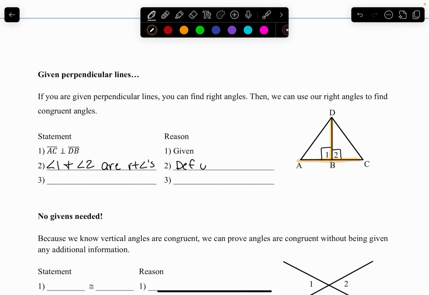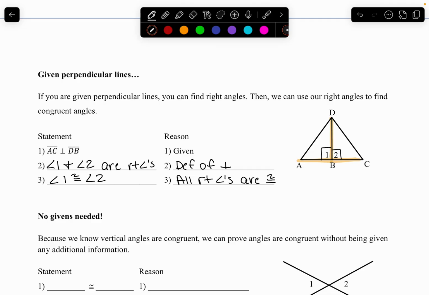That reason is the definition of perpendicular. That is in our blueprint. I just know what it is already, but you would see that in your blueprint. And then once you know that angles 1 and 2 are right angles, then we can say, if they're both right angles, then they're going to be congruent to each other, because isn't it true that right angles are always going to be congruent to each other? We would say that angle 1 is congruent to angle 2, and that is all right angles are congruent.